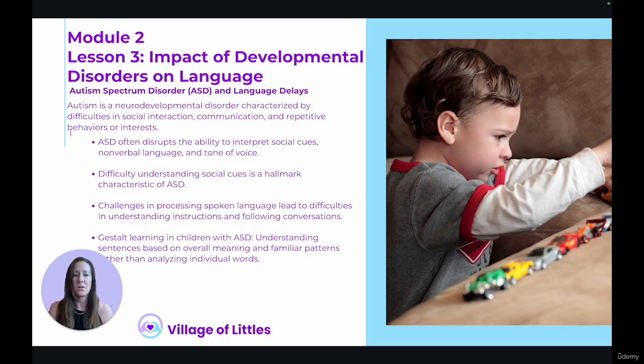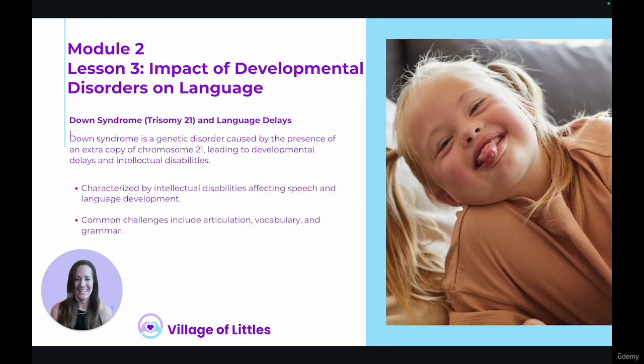Autistic children can also tend to process spoken language in a unique way. They often use what's called gestalt learning, which is where they understand sentences based on their overall meaning and their familiar patterns rather than analyzing individual words. This innovative approach to learning impacts how they grasp instructions and engage in conversations.